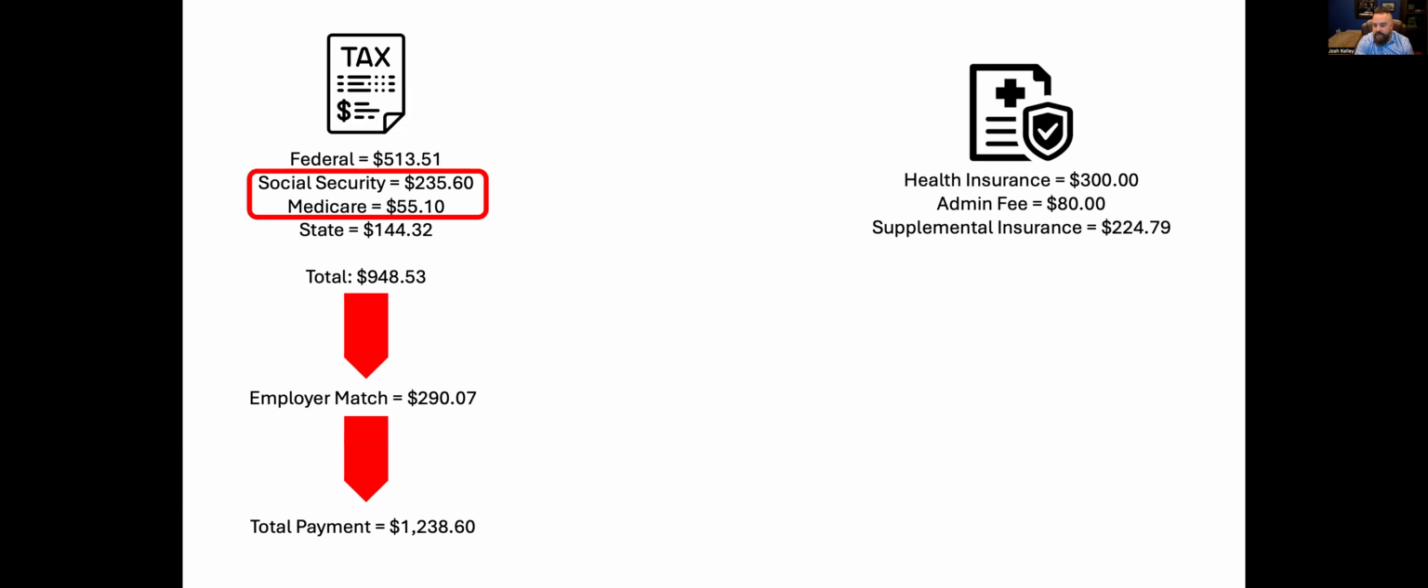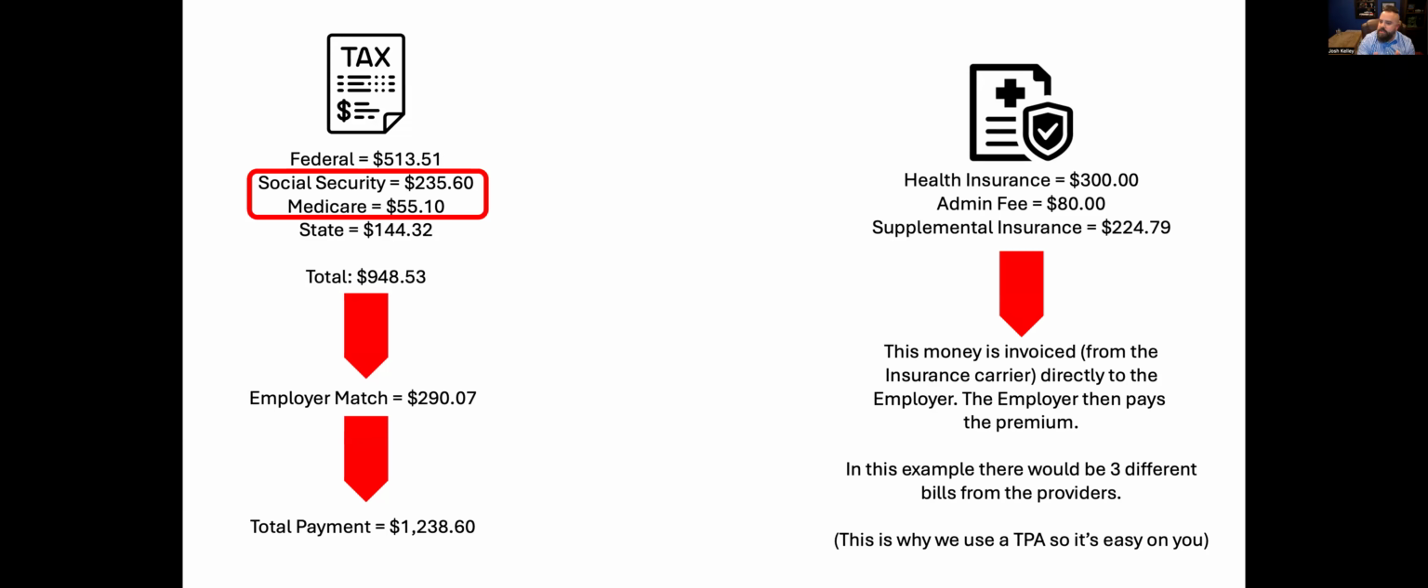On the insurance side, same as before, but it's a little different now. So before we were only talking about one insurance carrier. In this example, there's going to be three different bills here. You got one for the health insurance, you got one for the admin fee, and then one for the supplemental insurance. That's three separate companies. Now, this is also why we use the TPA, the third-party administrator, to consolidate all the billing so it's easy for you. And we'll talk about that in a minute.